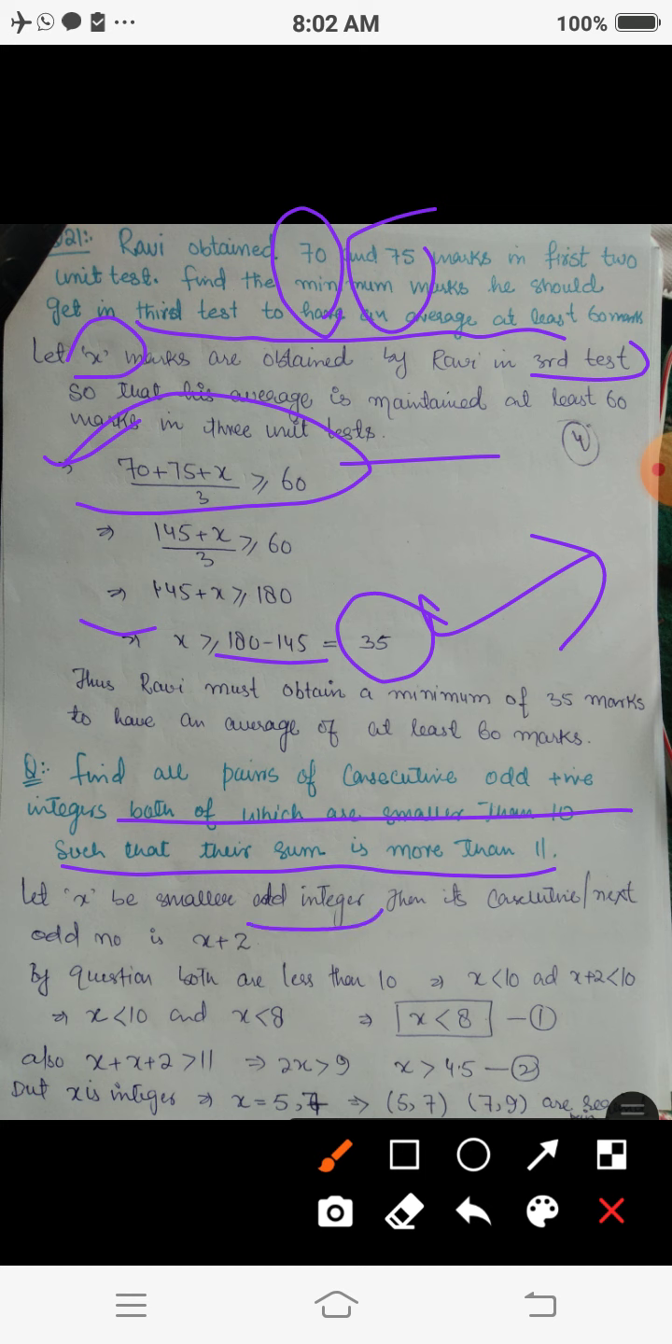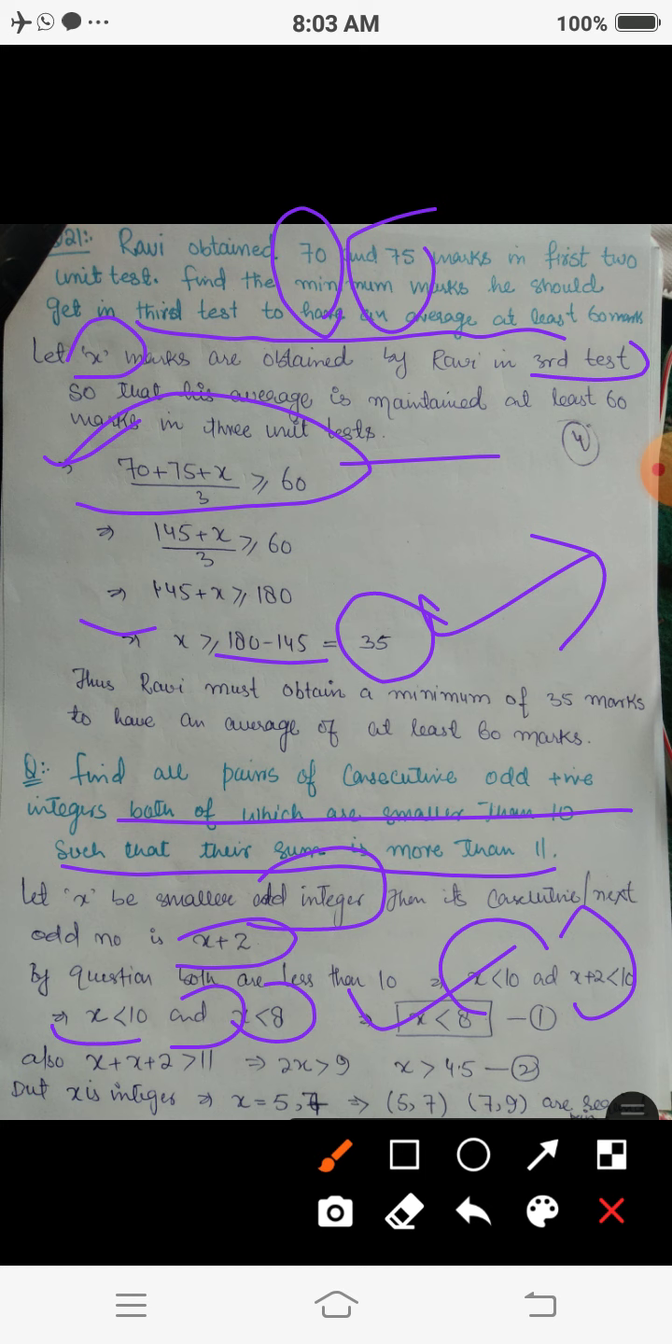Let x be the smaller odd integer, then the next odd integer is x plus 2, because there is an even number between two odds. So consecutive odd numbers differ by 2. By the question, both are less than 10, which implies that x is less than 10 and x plus 2 is less than 10, which implies x is less than 8. Here 'and' means intersection. Now x less than 10 and x less than 8 means we have to consider x less than 8, because it is the intersection. Name it equation 1.